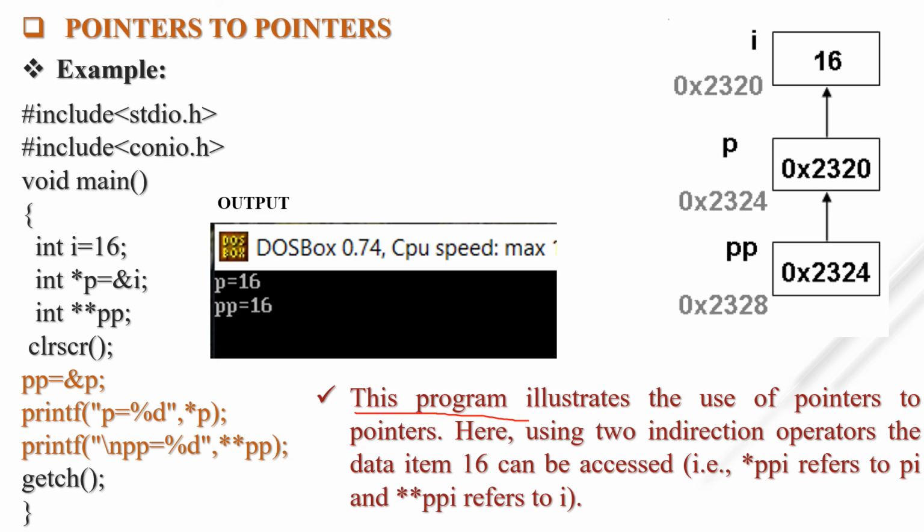So this program illustrates the use of pointer to pointer. Here, using two indirection operators, the data item 16 can be accessed. *pp refers to p and **pp refers to i.